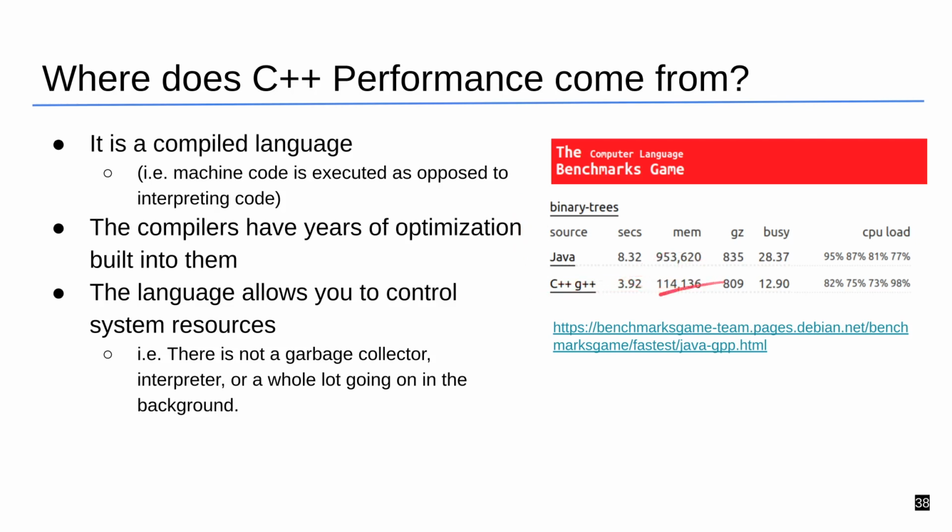Okay, so here are some benchmarks that compare C++ with Java. You can see it's maybe twice as fast for this particular benchmark. And of course, this benchmark could be anything that favors one language or the other, but roughly speaking, C++ is the fastest language between C and C++.